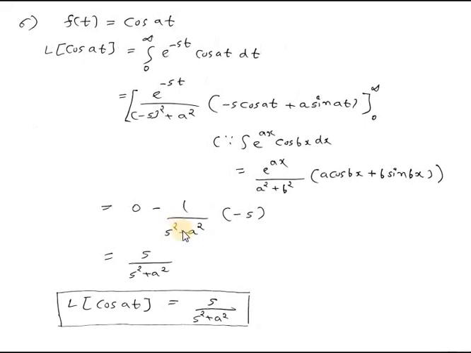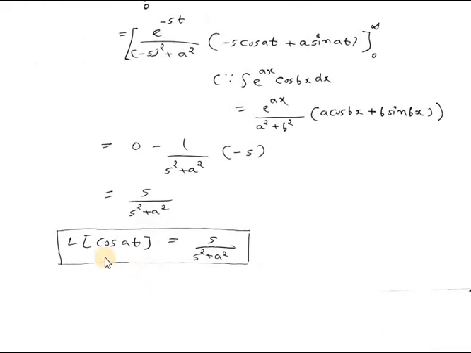So 1 divided by s square plus a square, and the value of cos 0 is 1 and sin 0 is 0. So here it will be minus s. If we simplify this, then we will get s divided by s square plus a square. Therefore, Laplace transform of cos at is equal to s divided by s square plus a square.